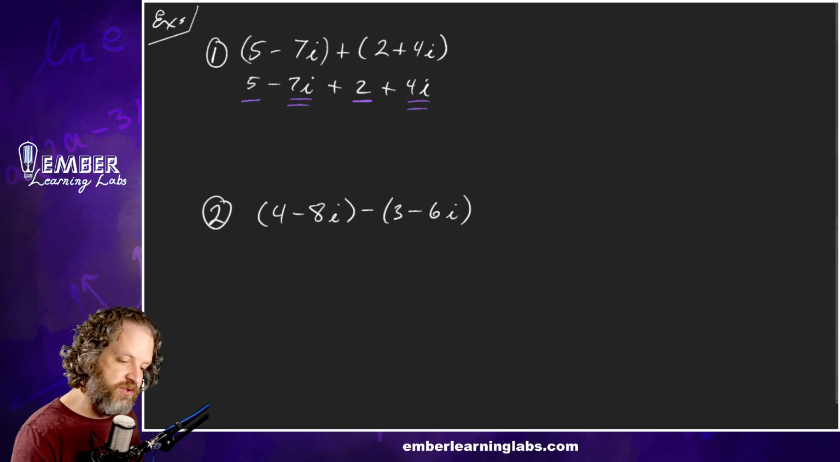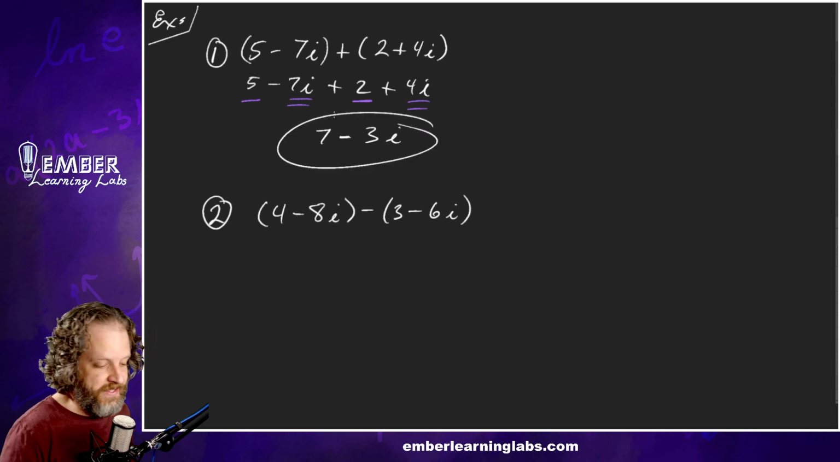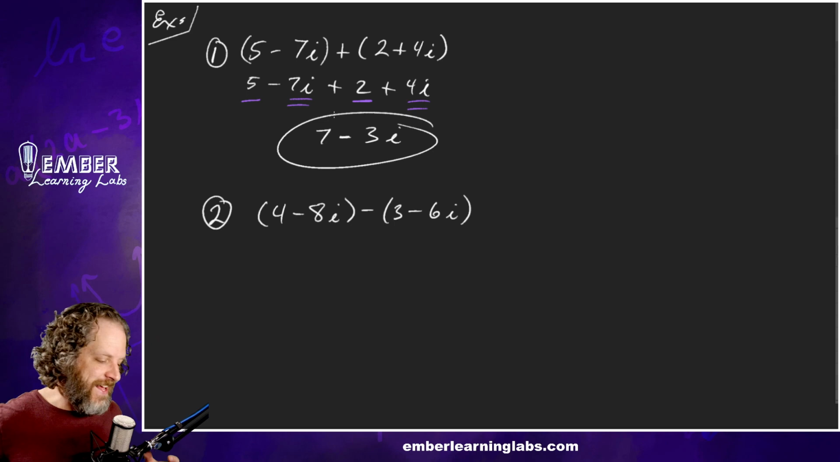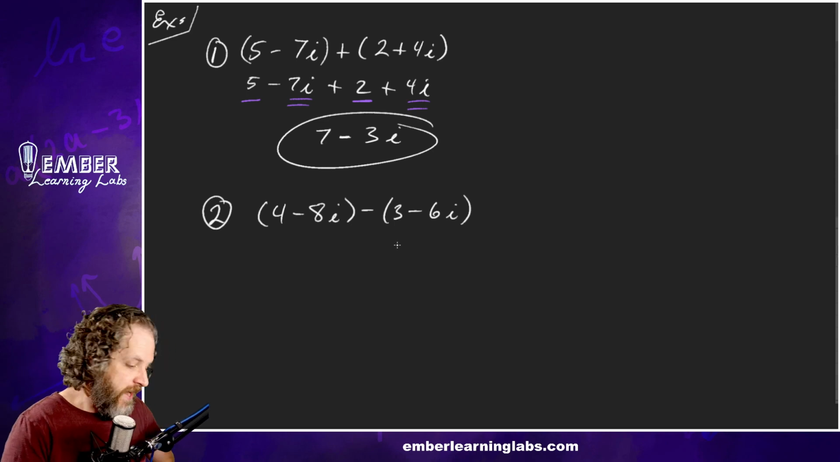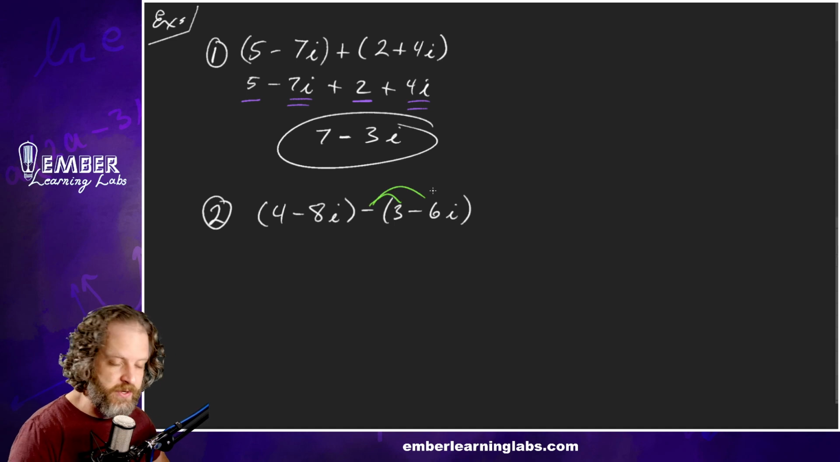So 5 plus 2 is 7. Negative 7i plus 4i is negative 3i, and it's that simple. No big deal. We've been doing that since like pre-algebra, right? No big deal. Now this guy is pretty much just as easy. We got to distribute that negative before we do anything else.